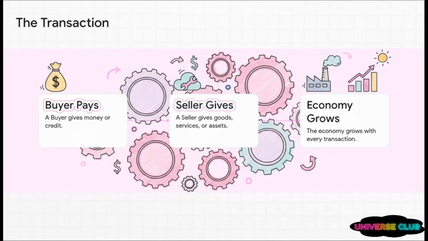And it really is this simple. You've got a buyer, they give money or credit to a seller, the seller gives them goods, services, or assets. That's it. It doesn't matter if you're buying a candy bar or a skyscraper, the basic mechanic is exactly the same. And when you add up all that spending in all the different markets, poof, you have an economy. Every single one of those transactions is like a tiny drop of fuel in the tank.